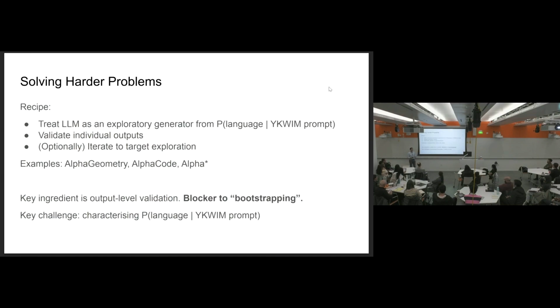Okay, and then solving harder problems. I think Marinka covered this really, really well, right? Essentially, it seems like if we want to do more deep reasoning with large language models, it requires some external structure. And one thing that I think is very key here is some notion of output-level validation, right? That is, when an output comes out of a model, I need to be able to tell whether that's actually a good output, right?